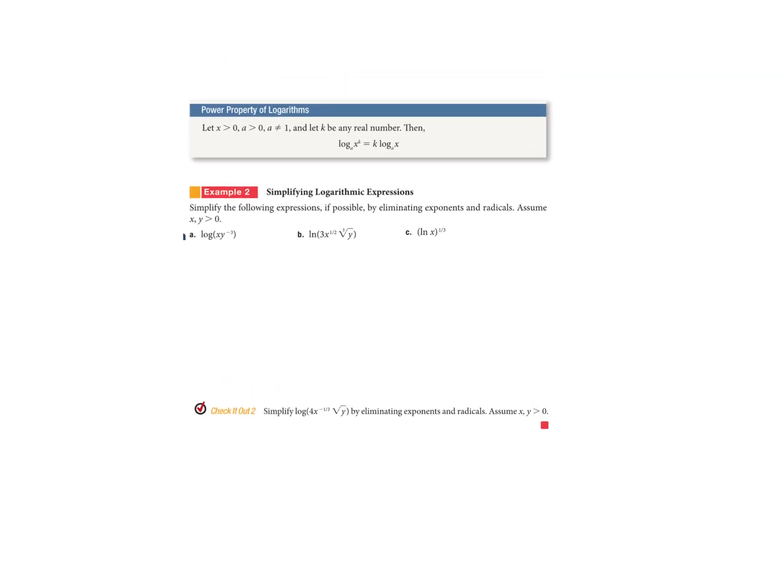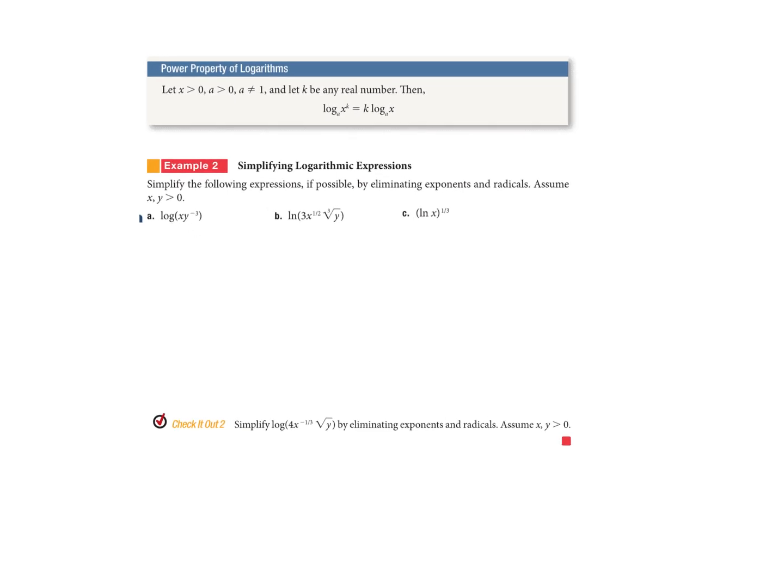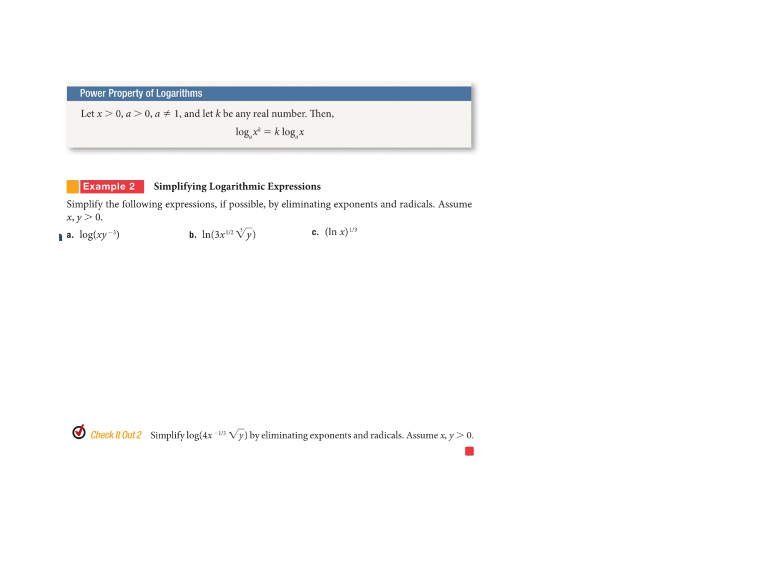All right, our second rule is that if you have a log base a of x to the k, that's the same as k times log base a of x. Should we take a quick second and prove this? Because they're actually very enjoyable to prove.